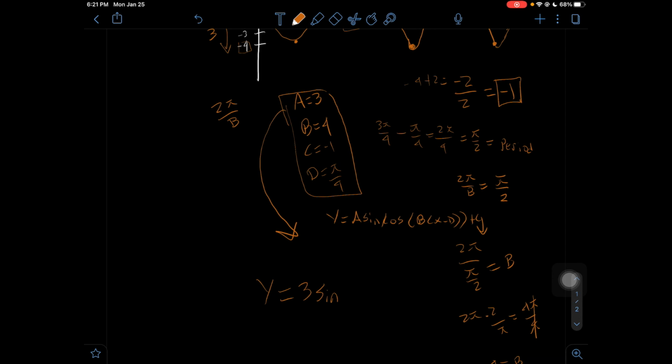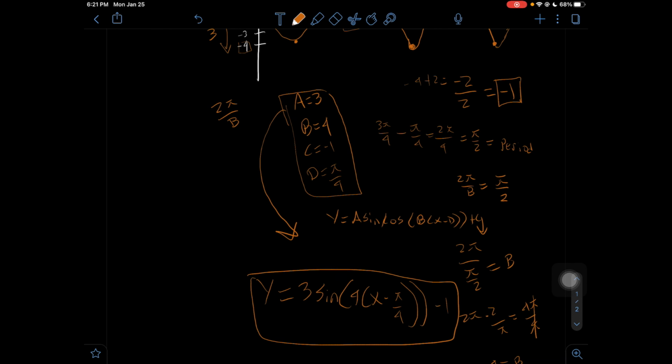And then y equals 3 sine, parentheses our b value, which was 4, parentheses x minus our d value, which was pi over 4, and then plus our c value. Here our c value is -1, so -1. This is the equation for the graph we have been given.